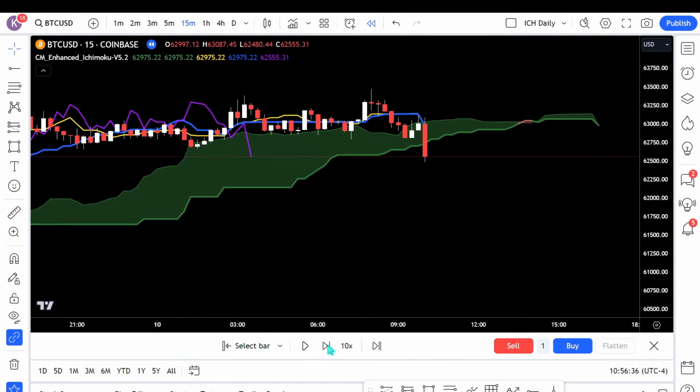How about this? Would this be a bounce trade? No, this would not be a bounce trade either. The previous candle has to close above the faster moving average. Here it actually closed below. Not to mention the future cloud is still green.